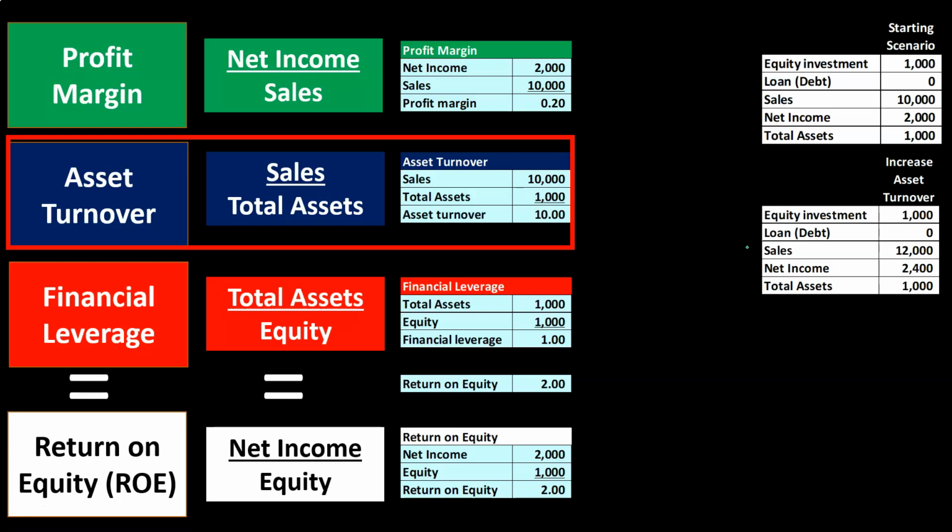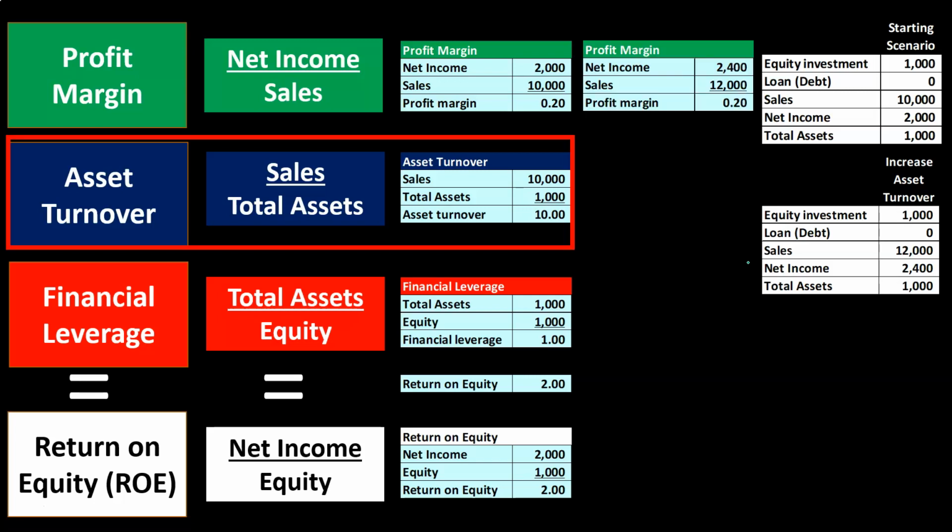Now, note that the increase in sales will also increase net income, but we're going to say that the profit margin is the same. In other words, the profit margin was at net income of 2,000 and sales of 10,000. Now we have net income of 2,400 and sales at 12,000. So that means we're still making a profit, meaning for every dollar of sales, we're still getting 20 cents. Basically, we're walking away with 20 cents, but sales went up. So the profit margin stayed the same, but sales has increased.